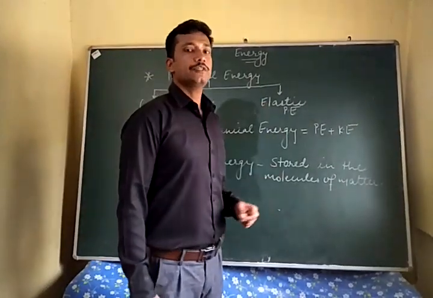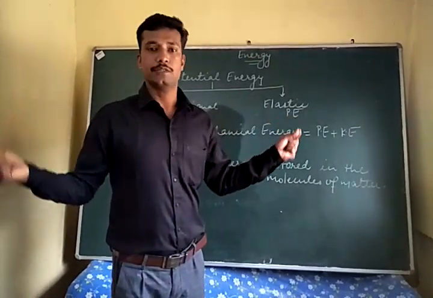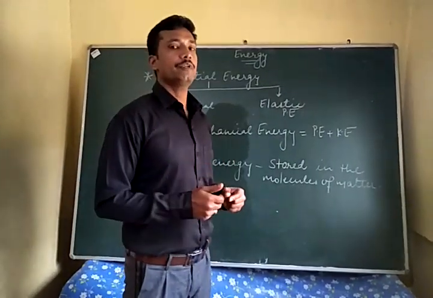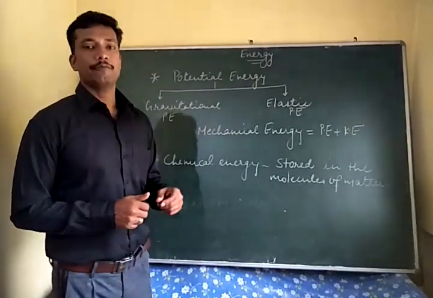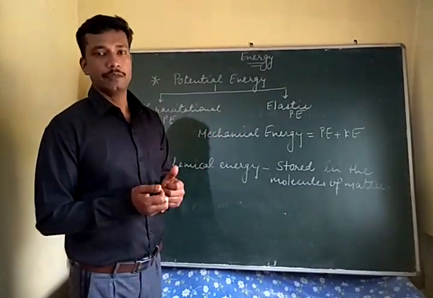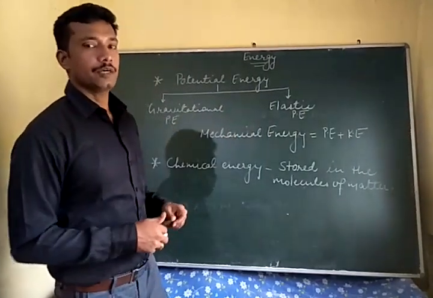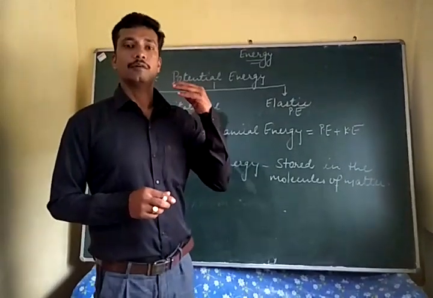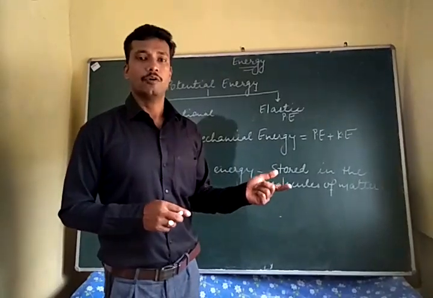Elastic potential energy is stored in a body when the body is compressed, stretched, or bent. All these bodies will store elastic potential energy in them. We have some examples, like when we squeeze a lemon, compress a spring, or stretch a catapult. These are all examples of elastic potential energy, because in this case the body is being either compressed or stretched.